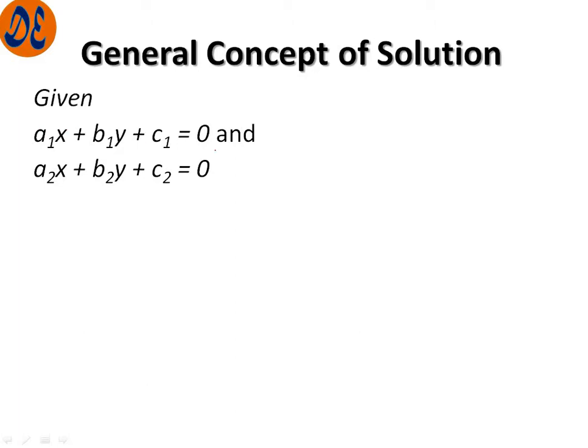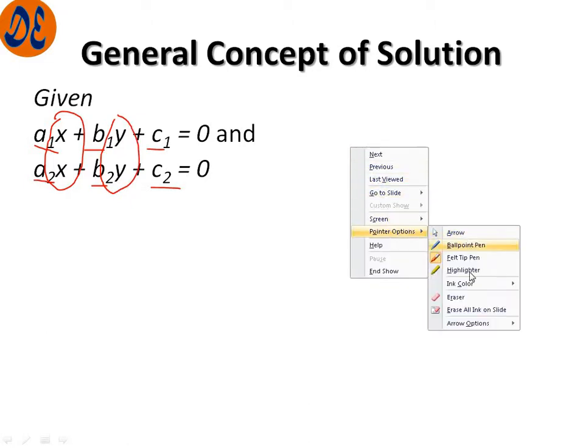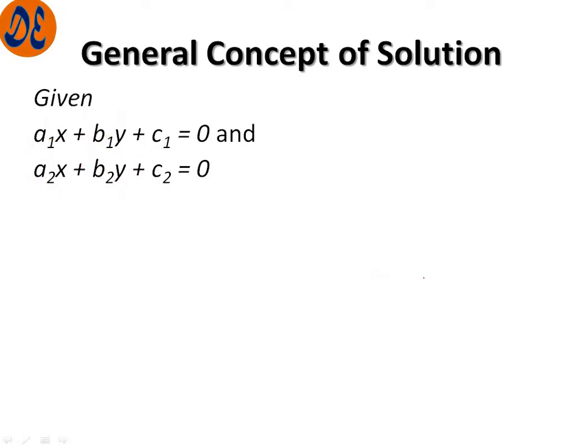So if we have a pair of equations, they will be considered as a1x plus b1y plus c1, and the second equation a2x plus b2y plus c2. The three coefficients may vary, but the variable names in both the equations are the same. This will be taken in consideration for all future reference.